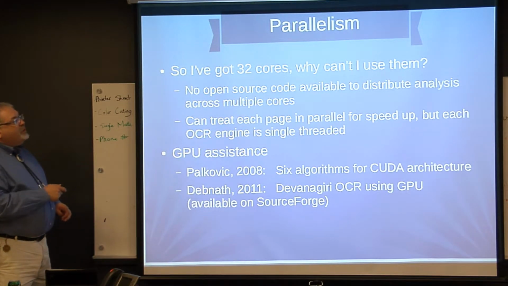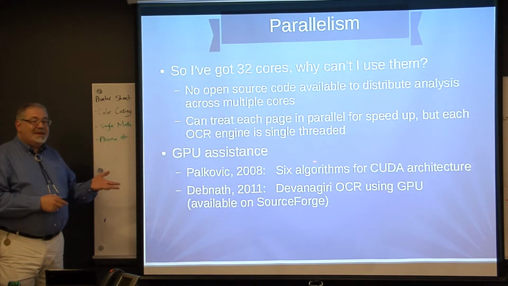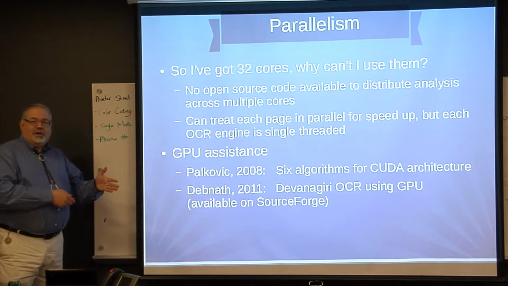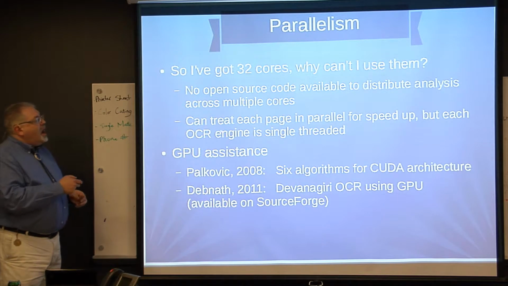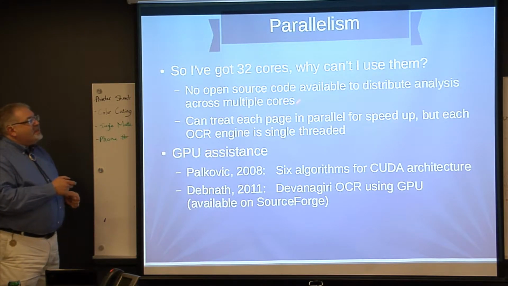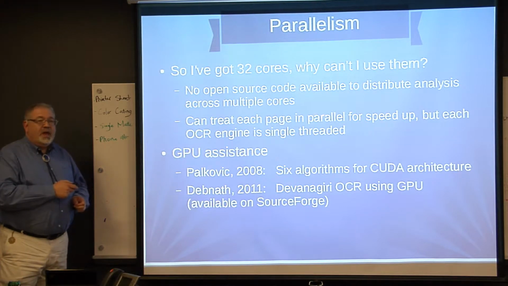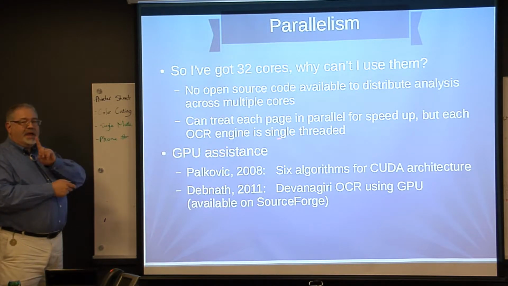Now, parallelism would be very helpful. I've got 32 cores, so why can't I use them? Because right now, these systems run on just one core, and they do their work, but it's very linear. The application itself is definitely amenable to parallelism. There are some attempts to make parallel versions, but no open source code is available that distributes the analysis of a single page.